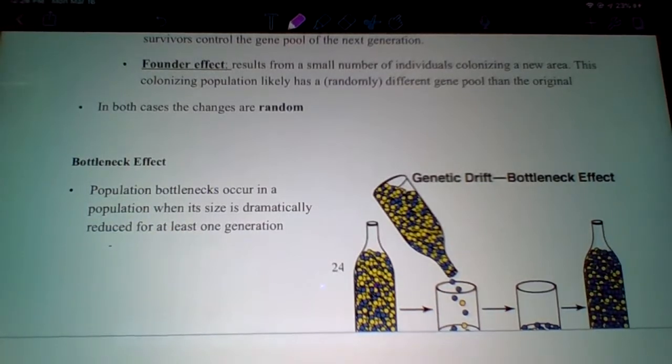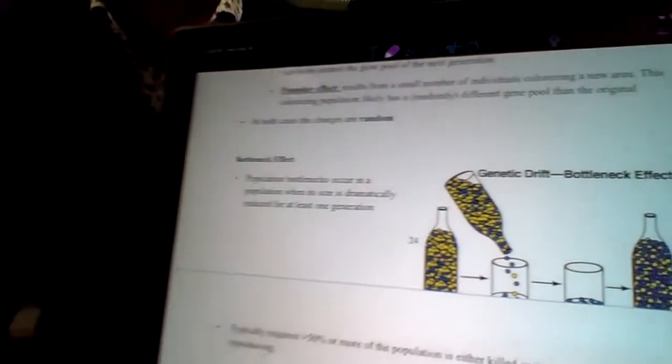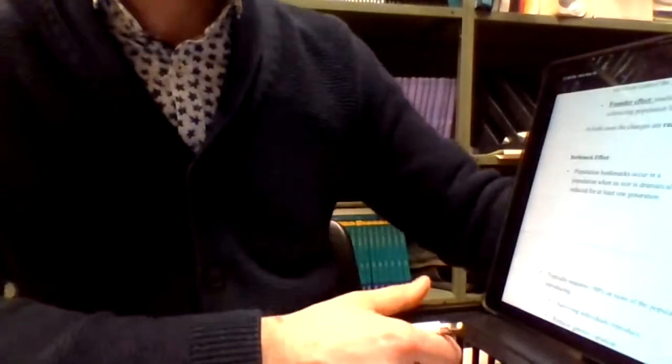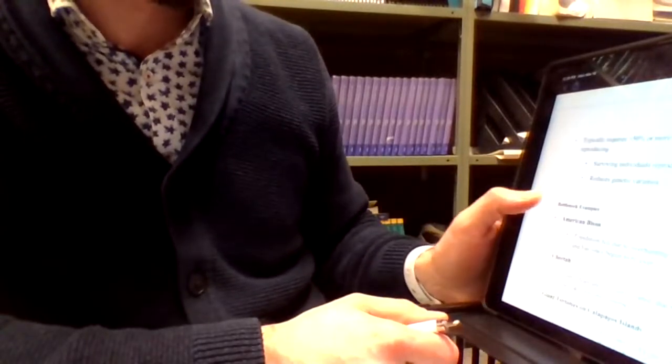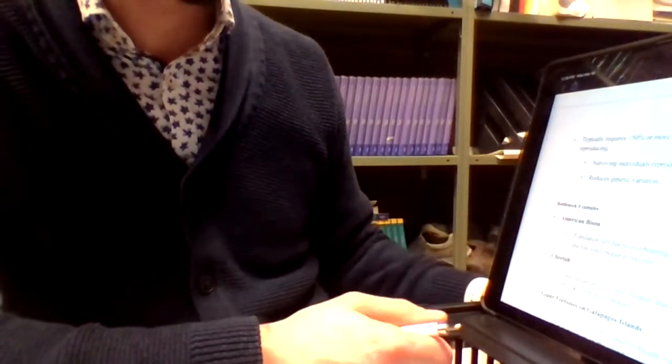This type of reduction could be from poaching. Poaching is a really good example, or hunting. So human beings have caused this type of reduction, this type of bottleneck, in the bison. So humans, especially when the Europeans came over to North America through colonization, they started overhunting the bison for their pelts.